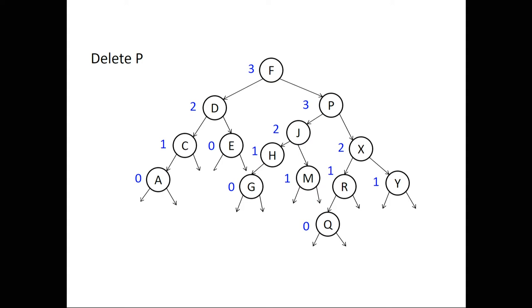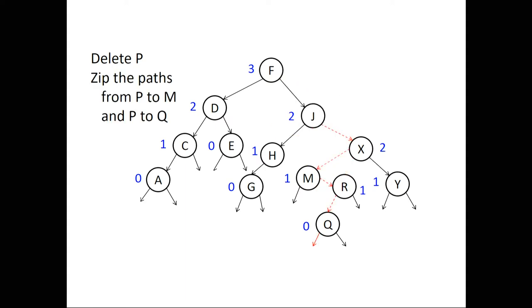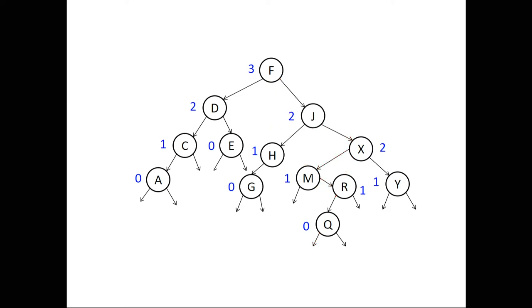We remove P, we zip together these two paths. So we merge the paths by rank, largest to smallest, with smaller key winning. So J is on top, then X, then M, then R, then Q. And the top node, which is going to be J here, replaces the P. So that's P is going to go away. We zip together the two paths, and then we're done. That's the whole data structure.